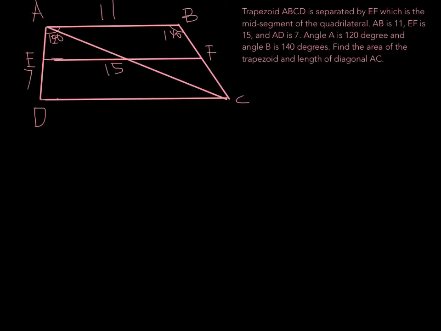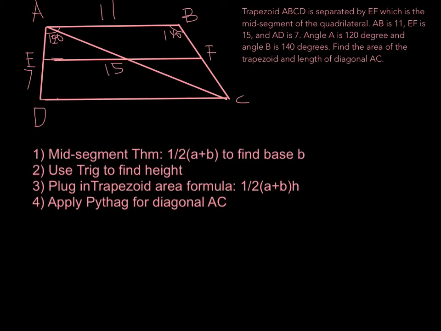Now let's try this on a practice question. This question asks us to find the area of trapezoid ABCD as well as the length of AC. My plan for this question is in 4 steps.